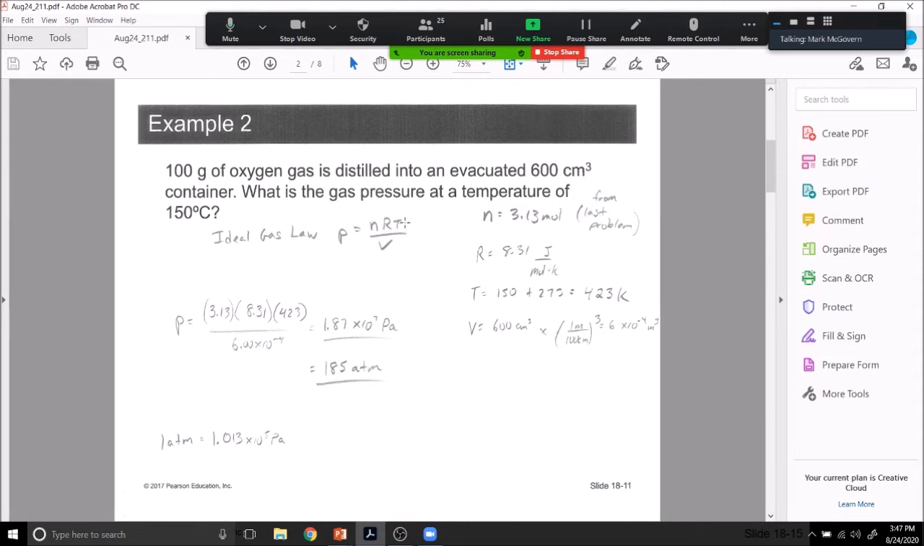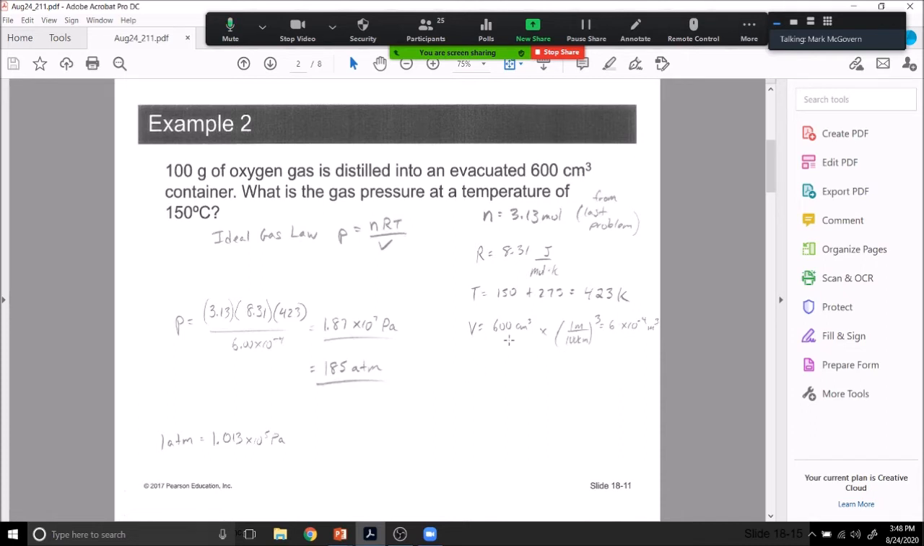My temperature. It's not 150, right? It's not 150. Don't use the Celsius. Got to use the kelvins. Always do kelvins here. So 150 plus 273. That's the conversion from Celsius to Kelvin. There's a 0.15 on this for sure, but we only got 3 sig figs anyway, it looks like here. So we'll stick with that.